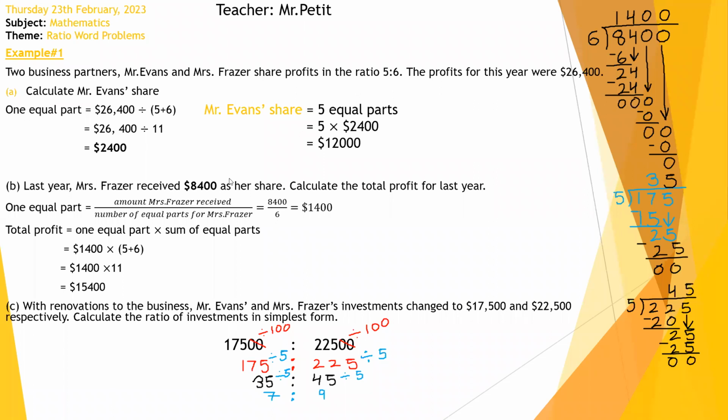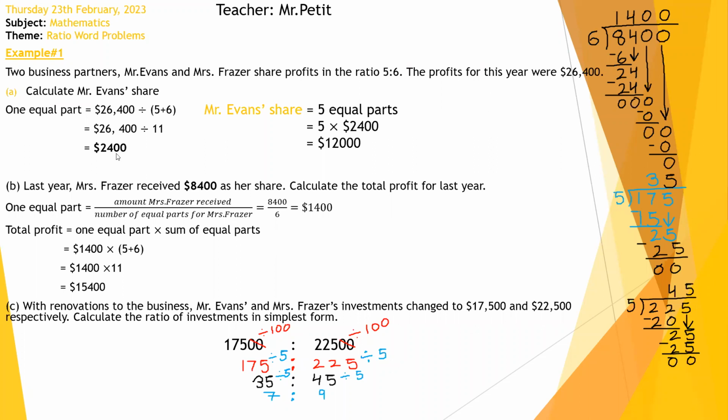Two business partners, Mr. Evans and Mrs. Fraser, share a profit in the ratio 5 to 6. The profits for this year were 26,400. Calculate Mr. Evans' share. So first we have to find what is one equal part. So we're going to divide 26,400 by the sum of 5 plus 6, which gives us 2,400.